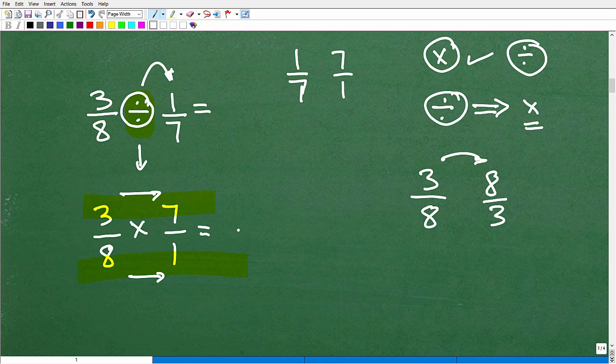So if we already know how to multiply fractions, then we just take division problems, turn them into multiplication problems, and then here we have 7 times 3. Let's write it out. 7 times 3 over 8 times 1. Of course, that would be 21 over 8.